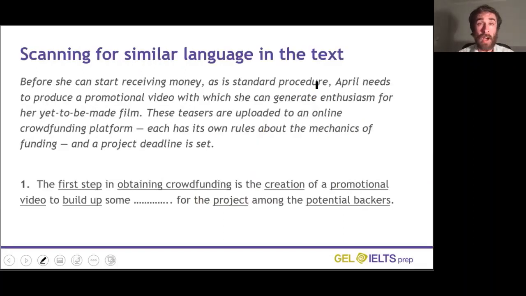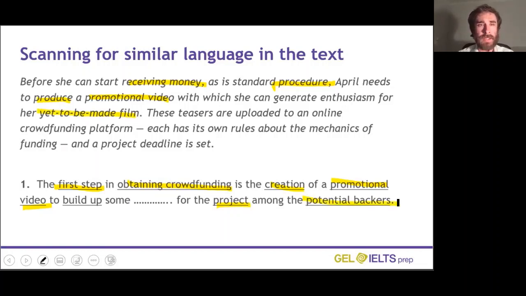Using those keywords, I have found this section of the text. I've noticed that it matches a few of my keywords. Procedure. This makes me think of a process. That reminds me of first step. Promotional video. Well, that's exactly the same as the question here. Often, it will not even have to paraphrase anything. Obtaining crowdfunding, we can see in receiving money. Creation is similar to produce. Project is talking about the yet-to-be-made film.